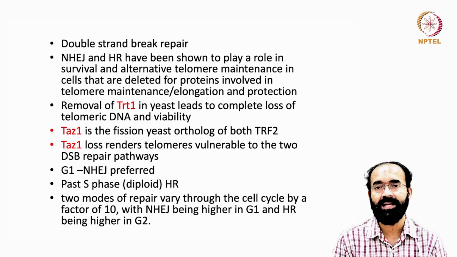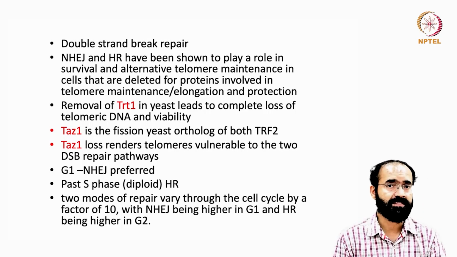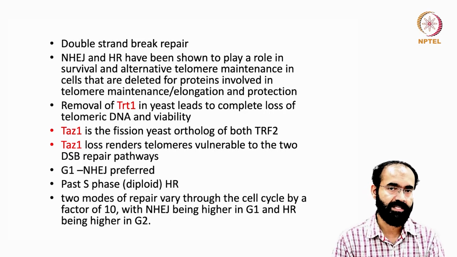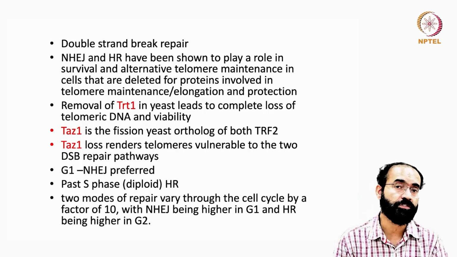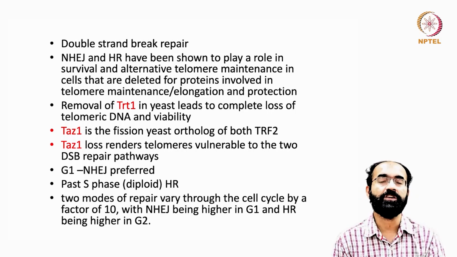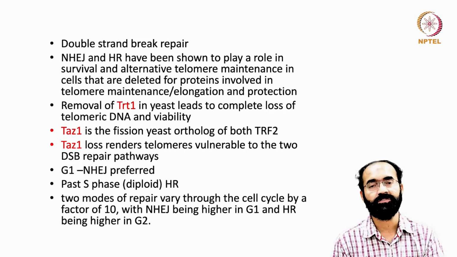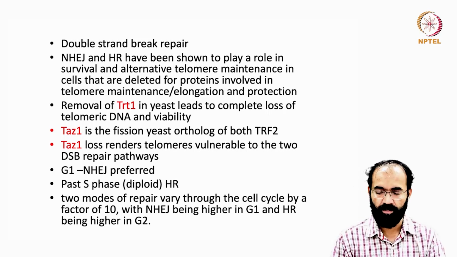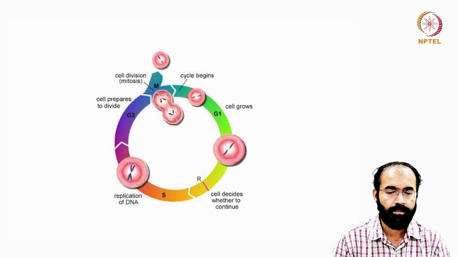This doesn't mean that the other mechanism does not come into the picture. It's not that post S phase NHEJ cannot happen. Technically it can happen; it is what a cell prefers. In the same way, in G1 phase homologous recombination can also happen, but availability of a normal template and getting access to it can be limited because of the diploid state of the cell. Whereas in G2 phase it is the tetraploid stage of the cell, which will eventually become diploid after the mitosis.